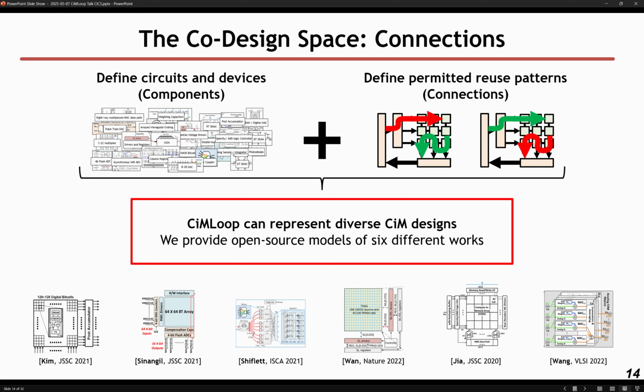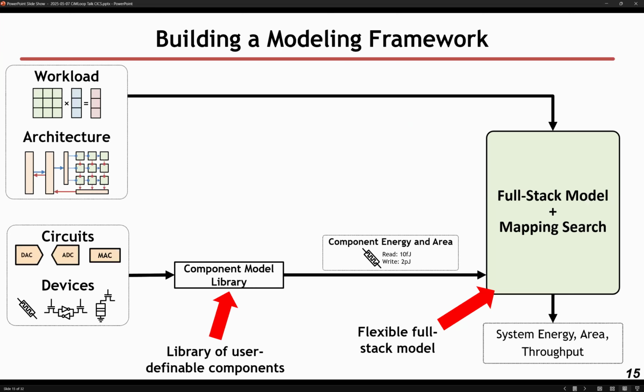So right now we have open source models of 6 different works. The library of open source works has actually been expanding, so it might be more than 6 at the moment. But this is effective for representing a wide variety of different designs. So we integrate this in the modeling framework. Over on the left, that red arrow points to the component model library where you integrate your user-defined components. Then on the right, we have a flexible full stack model that includes how the components connect together and performs a mapping search.